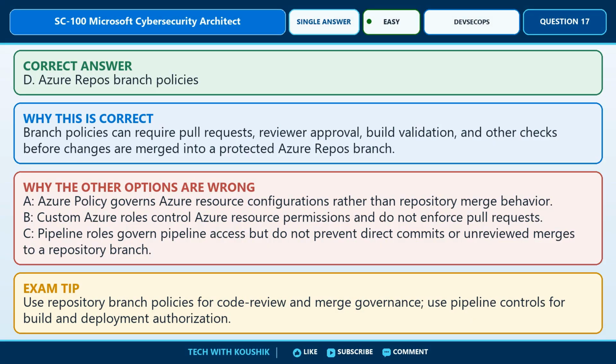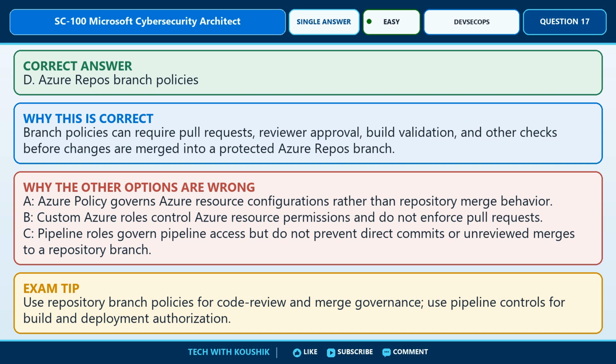The correct answer is option D, Azure Repos Branch Policies. Here's why. Branch policies can require pull requests, reviewer approval, build validation, and other checks before changes are merged into a protected Azure Repos branch. Why are the other options not correct?